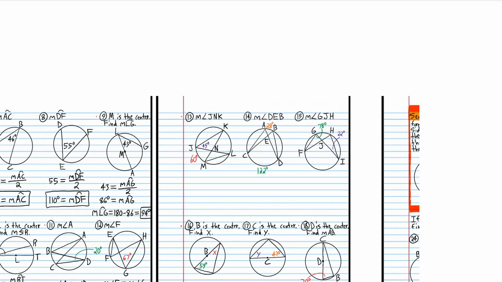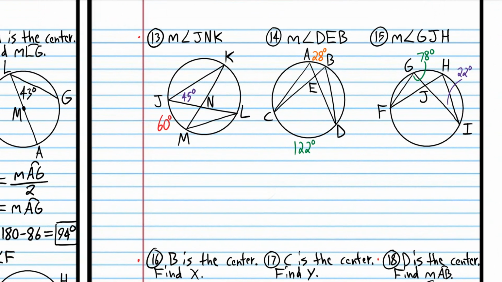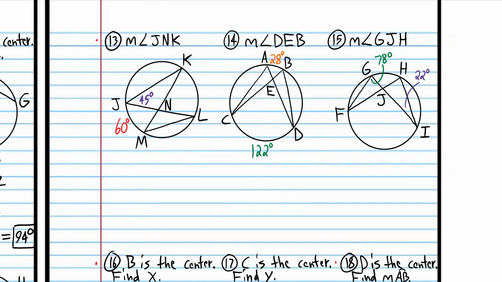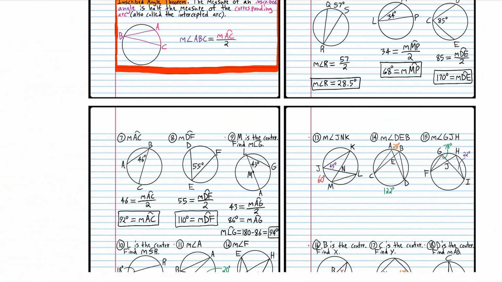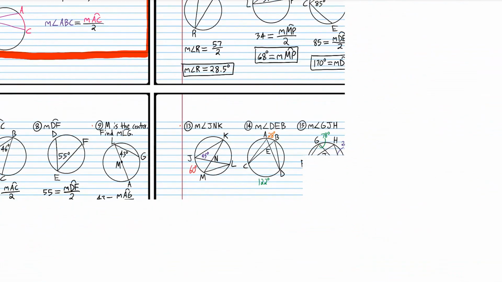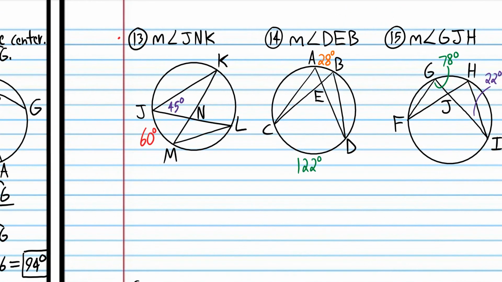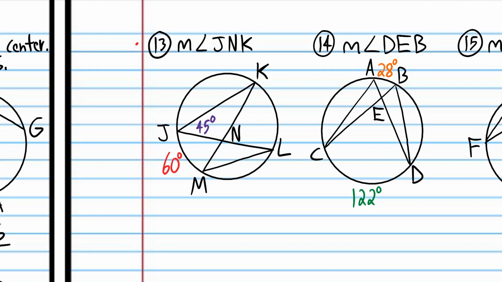All right, on to number 13. So now we just have some more specialty problems. Again, all these problems are just helping you to learn how to use this inscribed angle theorem. That's all we're doing. Number 13, we have 2 inscribed angles, and it says find the measure of angle J and K. So this is the measure of angle J and K right here.